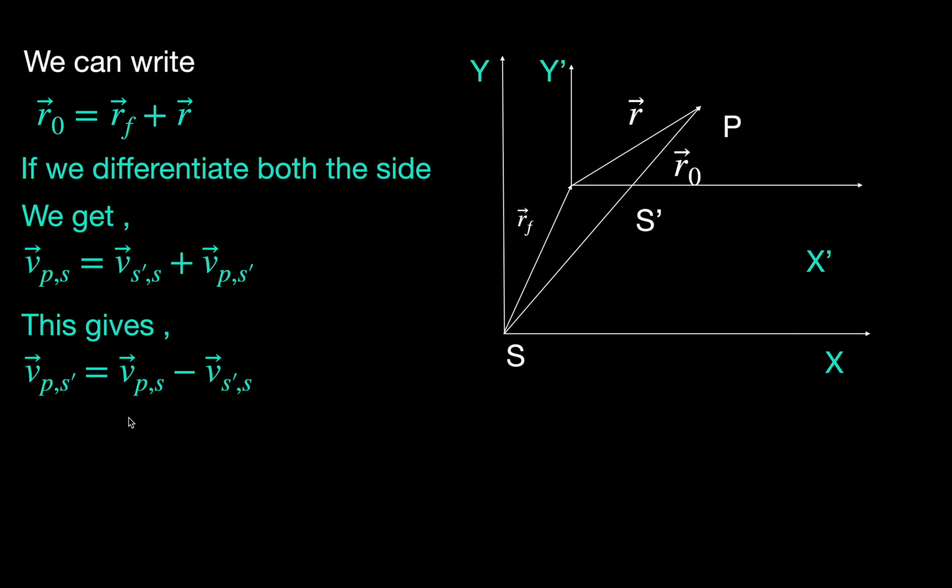So this formula can be used to obtain the relative velocity of a particle with respect to a moving frame or a moving body when the velocity of the particle with respect to a stationary frame and the velocity of the moving frame with respect to a stationary frame is given.